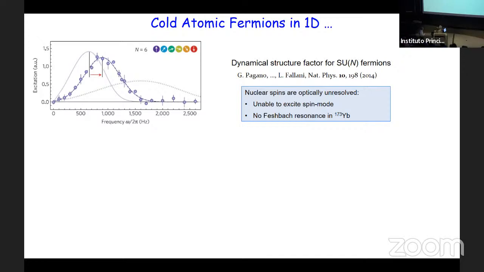So he could measure this using something called Bragg spectroscopy, not Bragg scattering. I'll describe in a moment how Bragg spectroscopy works. But that gives you the correlations in the system, the spin-spin or the charge-charge correlations, in something called the dynamic structure factor.